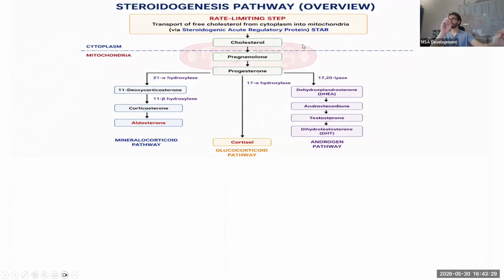First of all, the first step of the reaction, which is actually the rate limiting step, is bringing cholesterol from the cytoplasm into the mitochondria. Because for cholesterol to become a steroid, it has to be in the mitochondria. So this is the rate limiting enzyme, the rate limiting step. It is the first step. What is the enzyme called? STAR. You are all stars, anyone listening to this right now. The enzyme is called steroidogenic acute regulatory protein. So this STAR enzyme will bring cholesterol from the cytoplasm to the mitochondria. That is the rate limiting step of steroidogenesis.